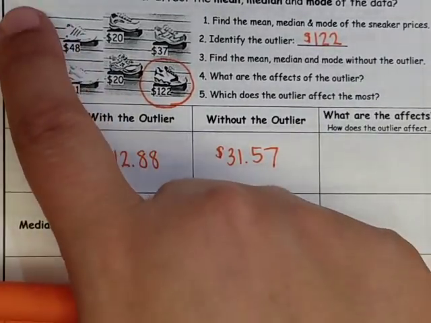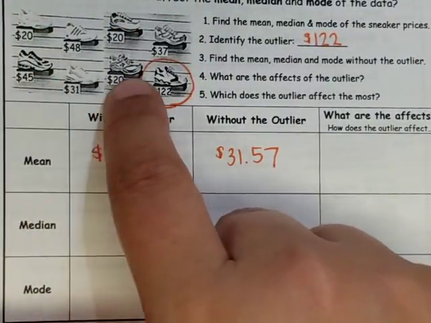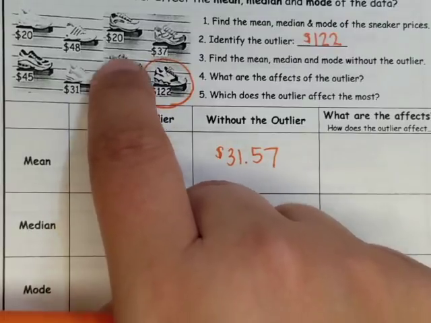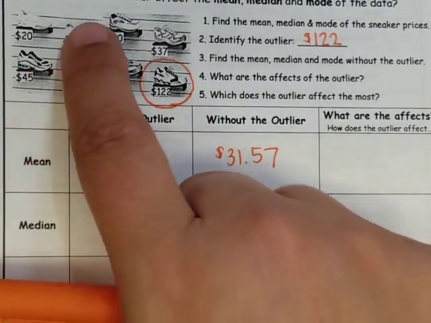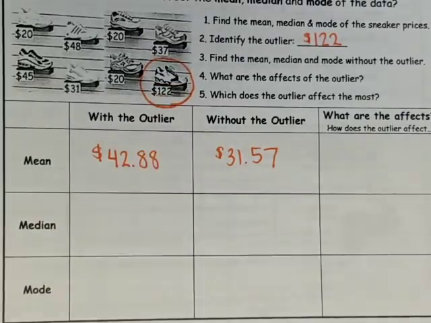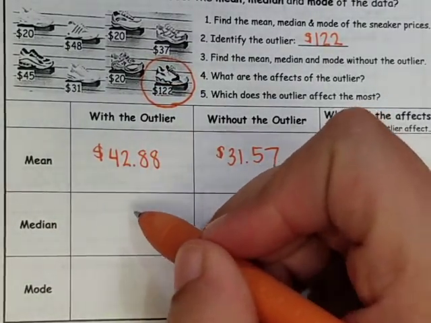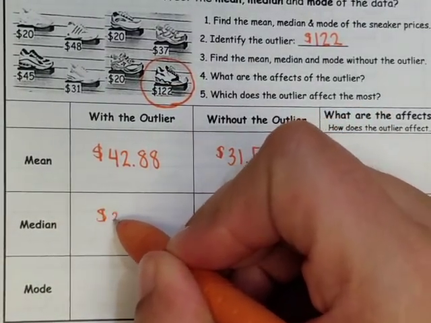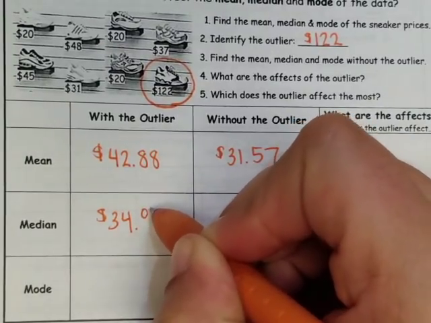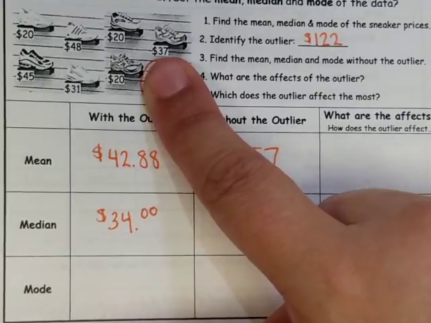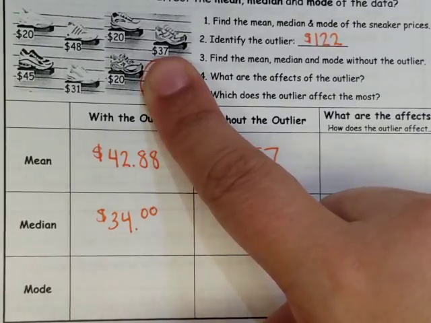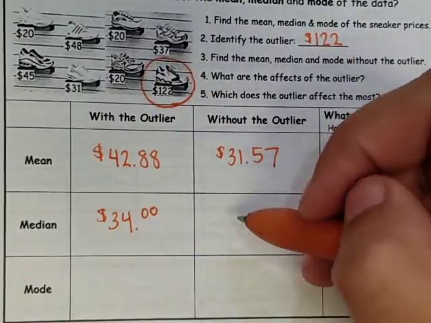When I did the median, I put these in order from least to greatest. So you've got 20, 20, and 20, and then you've got 31, 37, 45, 48, and 122. Once you put those in order, the median came out to be the $34 pair of shoes. But if I took the outlier out, the median now was the $31 pair of shoes.